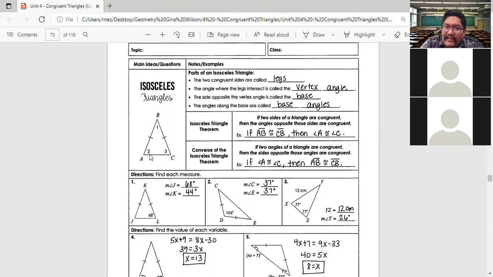And that's from the base, the part that's not the same. Not this one up here, so it wouldn't be congruent to anything up here. Usually that top angle, the vertex angle, is the one that's different.